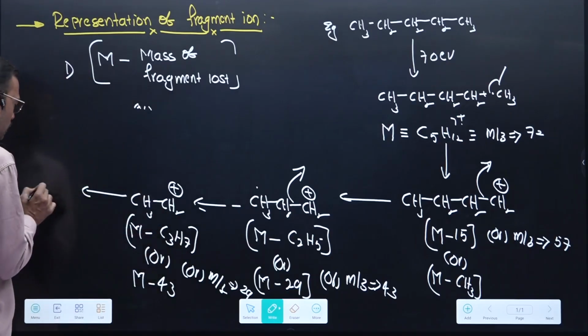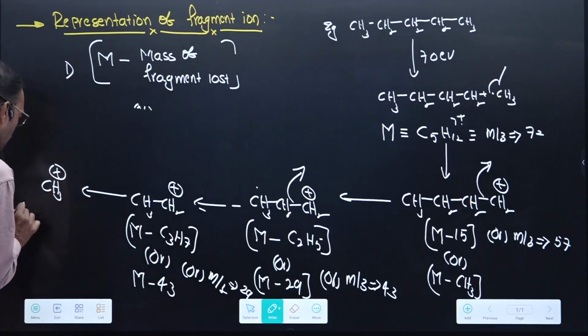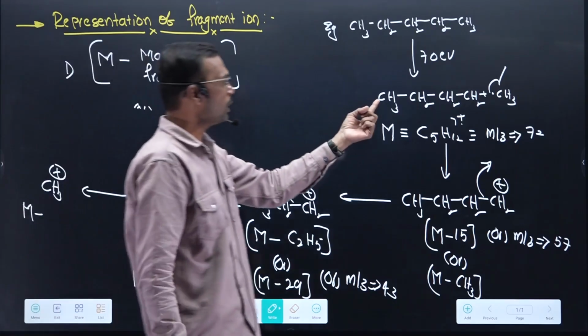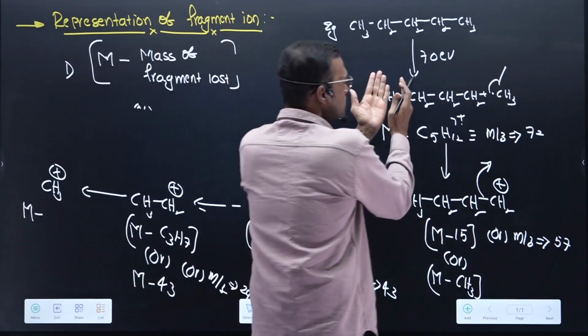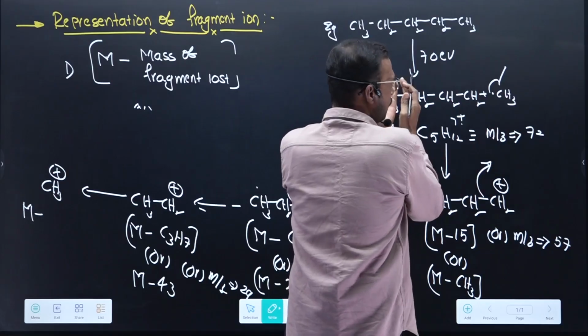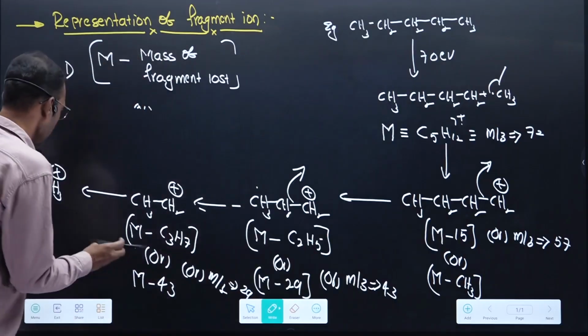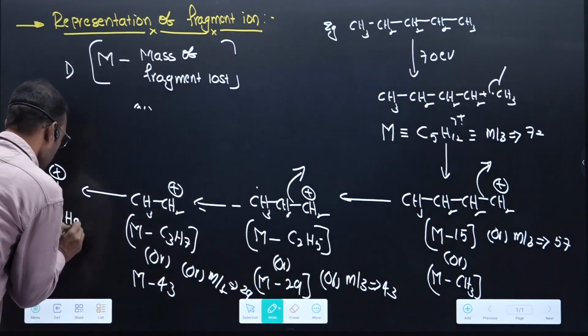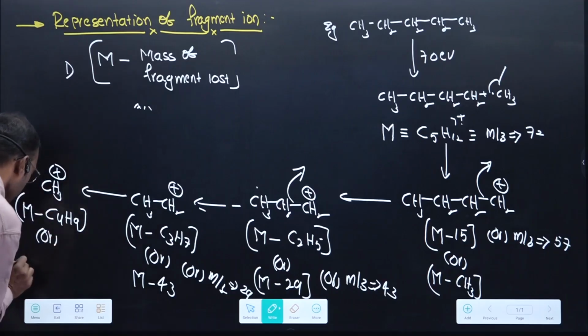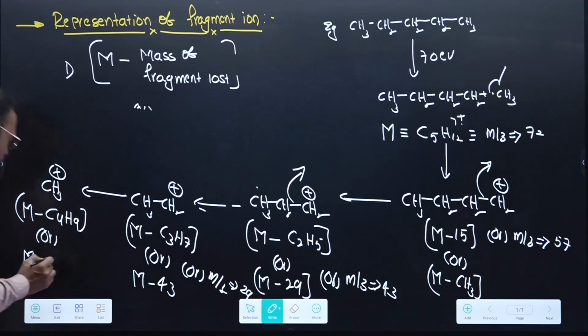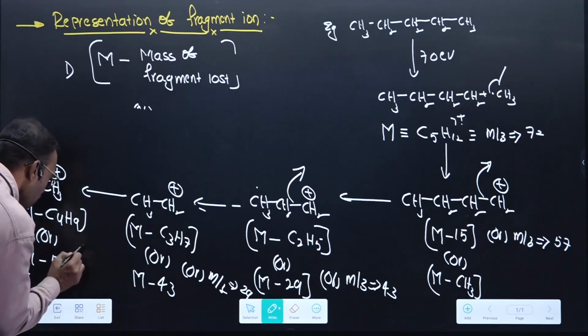Suppose if I remove one more CH2, I will get CH3 plus. Then how to write? M minus. From the molecular ion I got CH3, so this part is removed or not? How many carbons, how many hydrogens are removed? C4H9. Then what about the mass of C4H9? M minus 57.